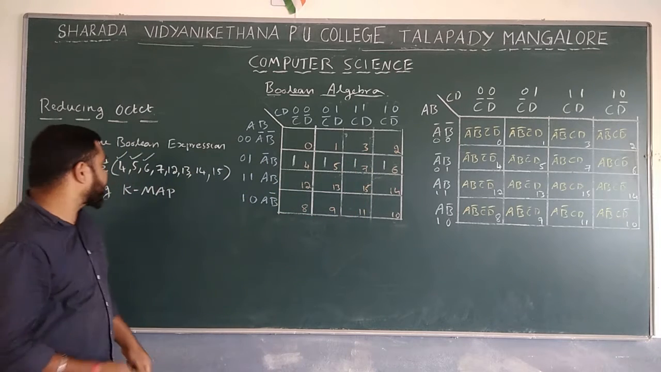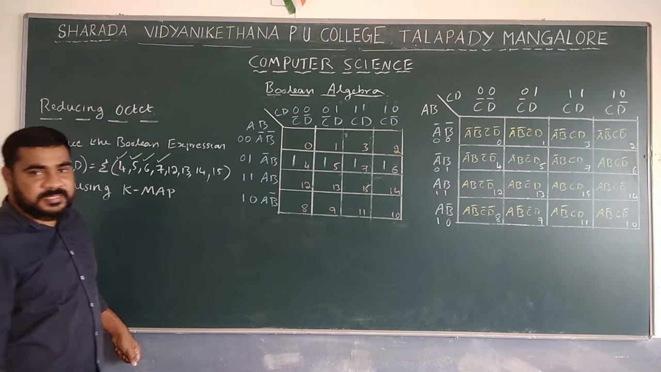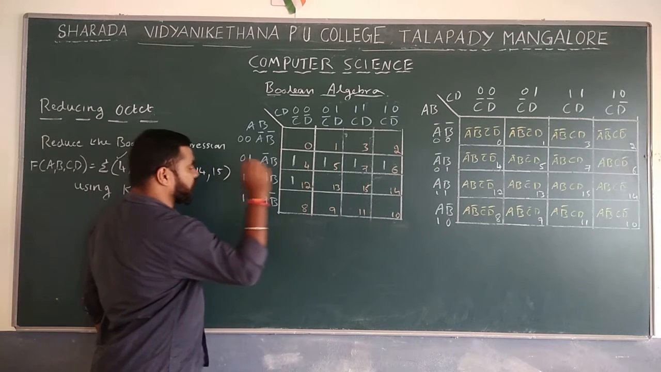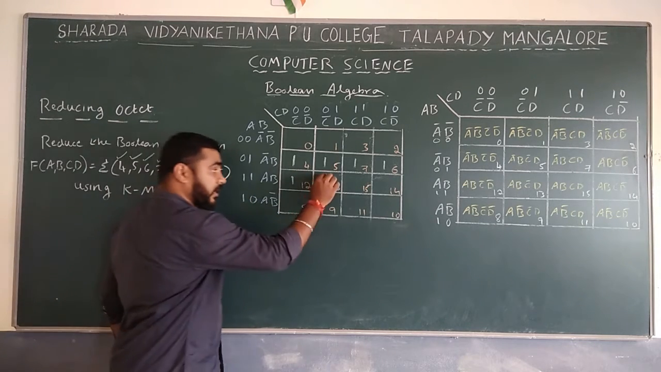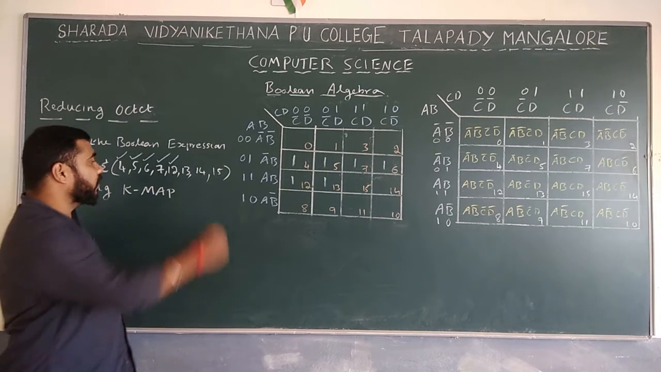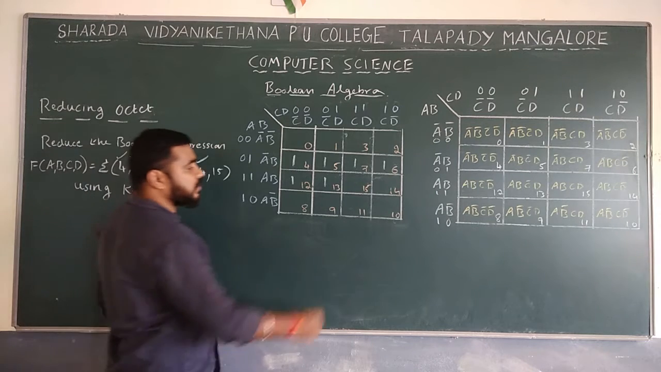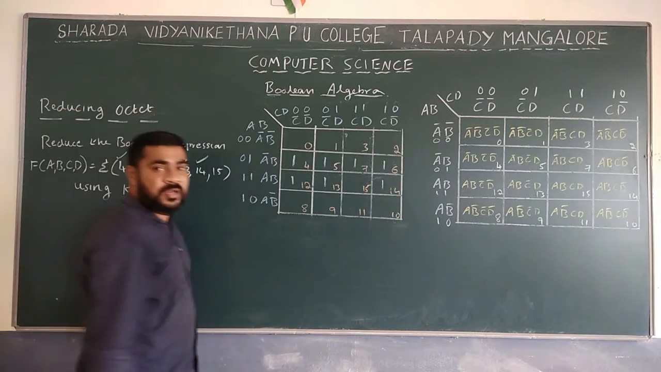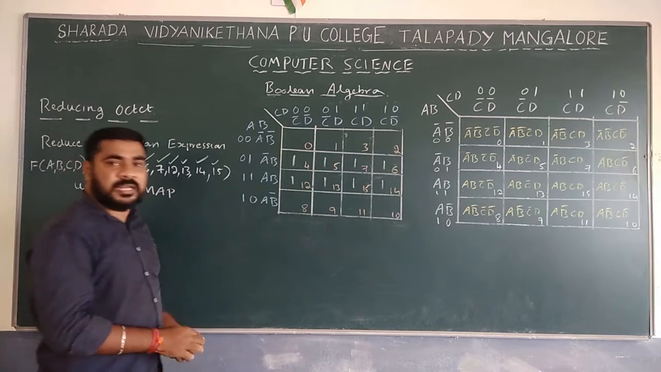So 4, 5, 6, 7. Next one is 12. Go for 12th cell. Where is the 12th cell? This is the 12th cell. You have to mark that one as 1. Next one is 13th cell. So this one is 13th cell. You have to mark that 13th cell as 1. The next one is 14. Go for 14th cell. So this one is 14th cell. You have to mark that as 1. And finally 15 is there. So go for 15th cell and mark that as 1.